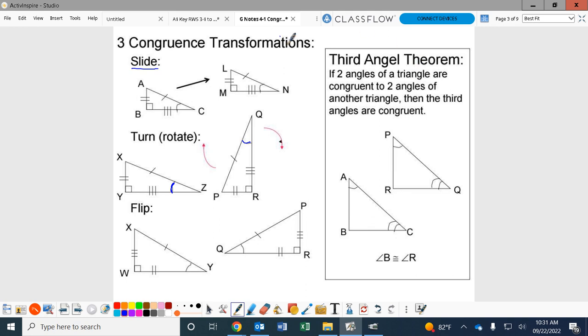The next thing that you're going to have to use as a word or reason in your proofs is the third angle theorem. This is a very convenient theorem. It says that if two triangles are congruent, and you know two angles right here are the same, then the third angle has to be the same. This B would have to be the same as R. Angle B would have to be the same as angle R.